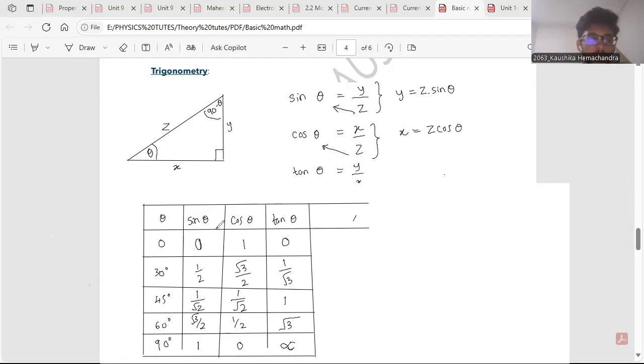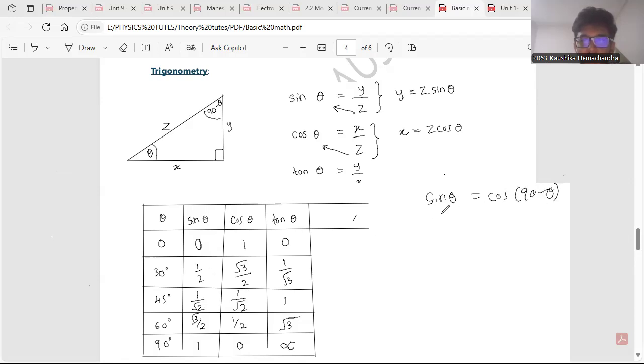So look at sin theta. Sin theta goes 0 to half to 1 over root 2 to root 3 over 2 to 1. And cos theta goes 1 to root 3 over 2 to 1 over root 2, half, 0. Same pattern. That is what we said: sin theta is equal to cos of 90 minus theta.